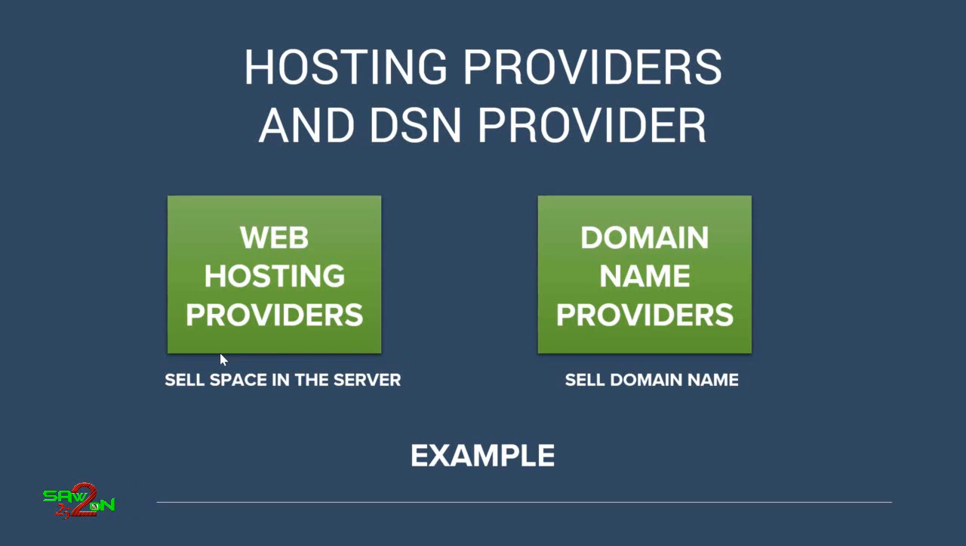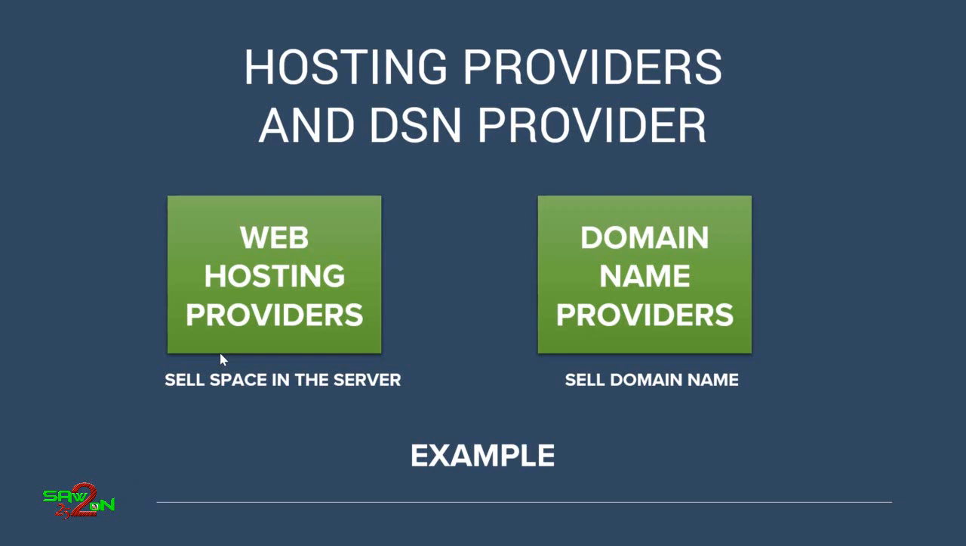So remember, there are two types of providers: web hosting providers and domain name providers. Web hosting providers sell space. They have unique IP addresses, so they sell space in their server. Domain name providers sell the English names that you can buy. It has to be unique in the internet and you can attach it to that IP address.